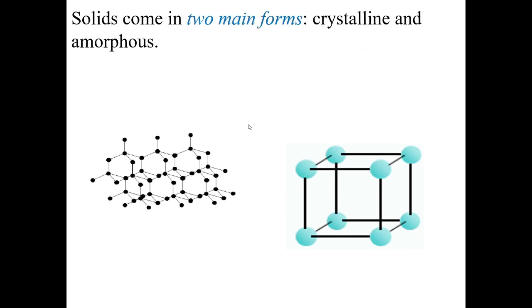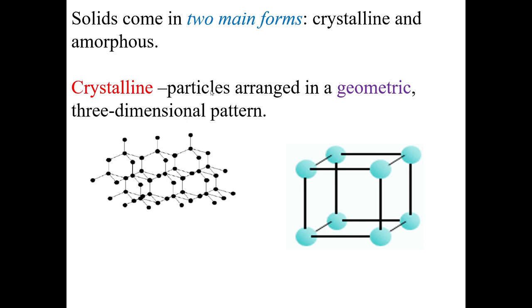So there's a couple different kinds of structures we can have. Either we can have crystalline and amorphous solids. So crystalline means that the particles are arranged in a geometric three-dimensional pattern. So crystals like diamond is the classic one. Diamonds are arranged in a very geometric three-dimensional pattern. I don't think any of those are diamond.